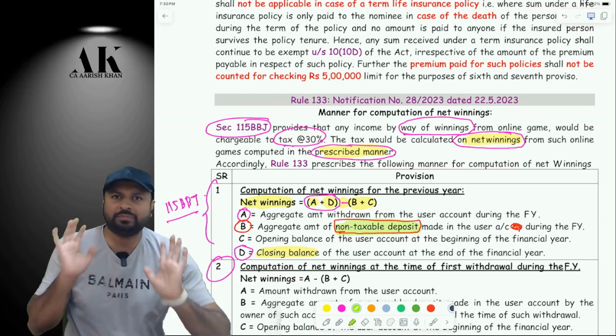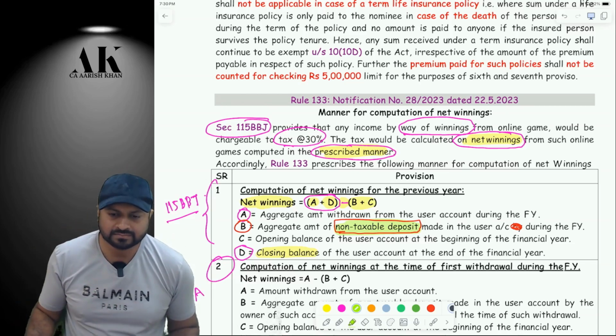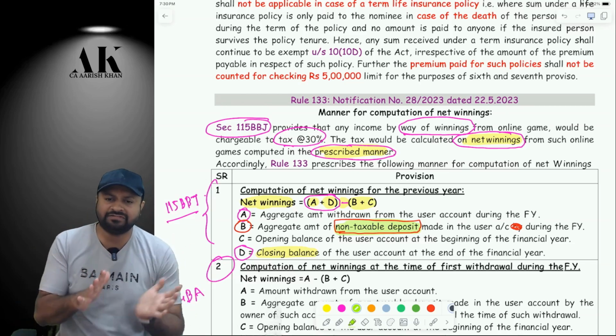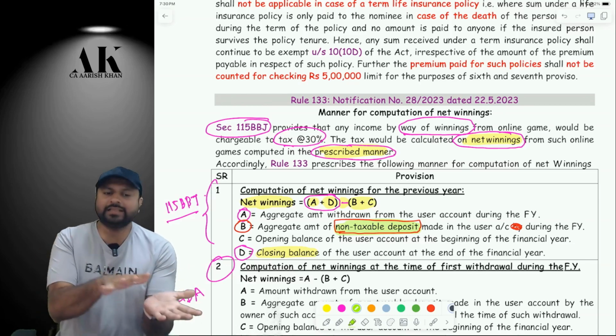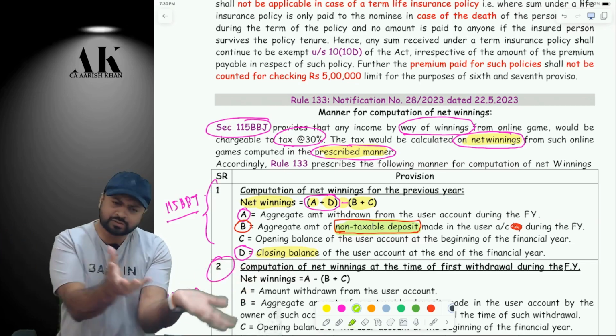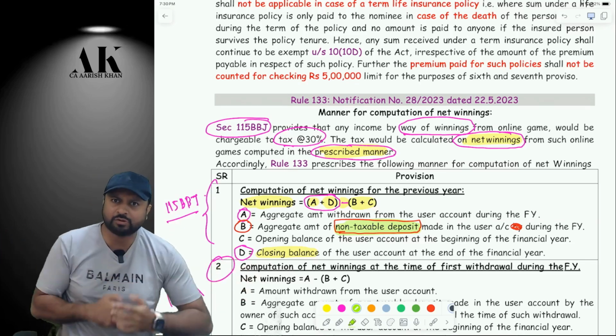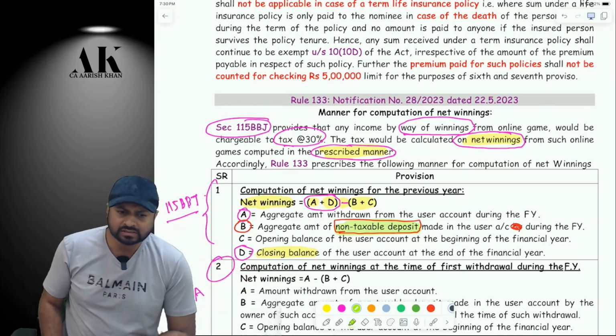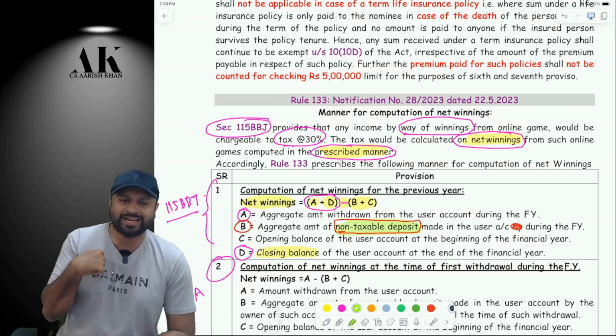I put 10,000 rupees in Dream 11 account, correct? To play, I have to put some money first. So I put 10,000 rupees to play, but I did not play. I don't want to play. So I withdrew my 10,000 rupees. So will I be supposed to pay tax on that 10,000 rupees? No, sir. That is not my winning. That is my own money, correct or not?